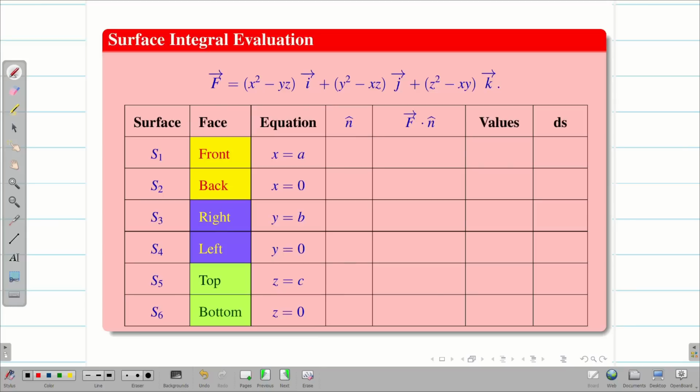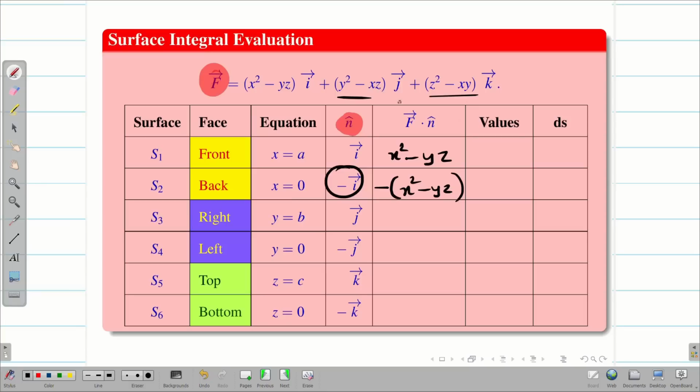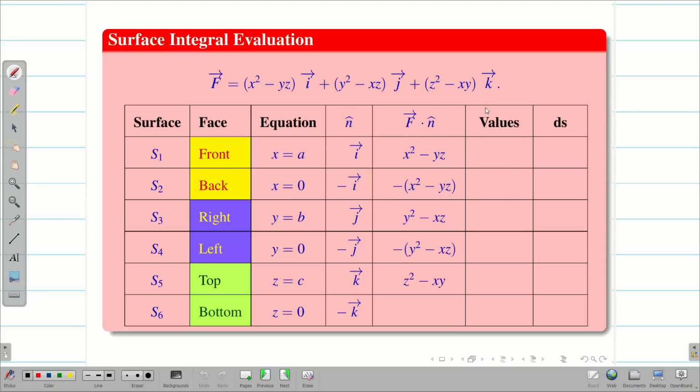I said we can easily fill the n cap: i, j, j, k, k. For front, right and top, we are going to put the positive sign. Back, left and bottom, we are going to put the negative sign. Done. Next, f vector is there, n cap is there. We have to find f vector dot n cap. When you do the dot product, we will be getting x square minus yz. For minus i vector, we will have minus of x square minus yz. Similarly, we have y square minus xz and z square minus xy. We can easily write this one by one. Done.